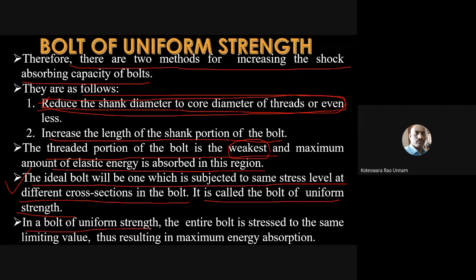In a bolt of uniform strength, the entire bolt is stressed to the same limiting value, thus resulting in maximum energy absorption. So if your stress is uniform throughout, then the energy absorbed by the bolt is also maximum. Why? Because generally the shank portion is more when compared to the threaded portion from the point of view of length. So if you make the stress the same throughout, then the energy absorbed is also going to be maximum.